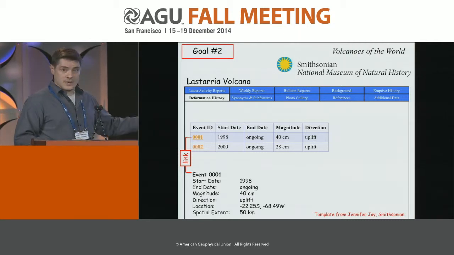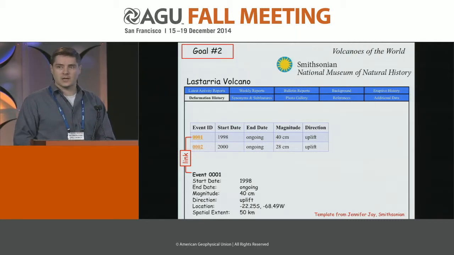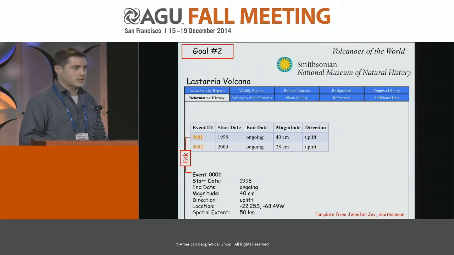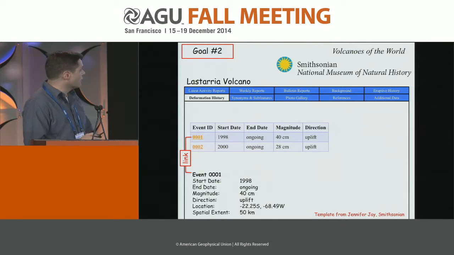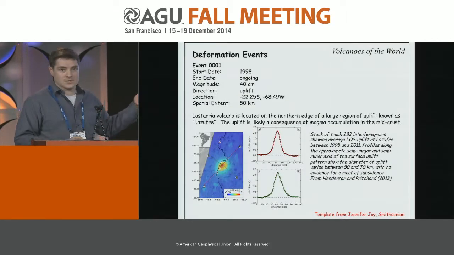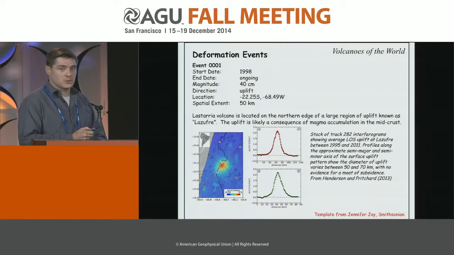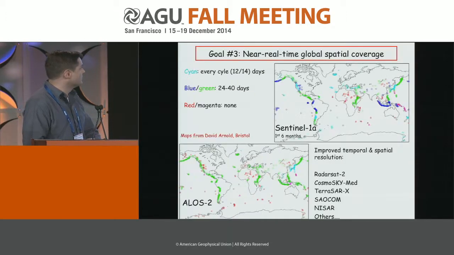So they maintain a weekly report of volcanic activity, primarily eruptive, but we're working with them to incorporate these sorts of events, and they might look something like this: there will be a tab when you look at any individual volcano in the catalog that will include different types of deformation events, some information about the magnitude of the deformation, the location, the spatial extent, and perhaps some simple images from the literature. And so Jennifer is working on making that available on the website within the next year or so.